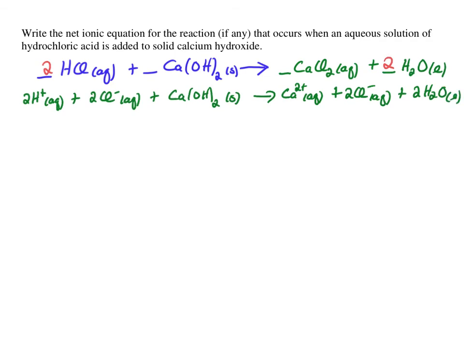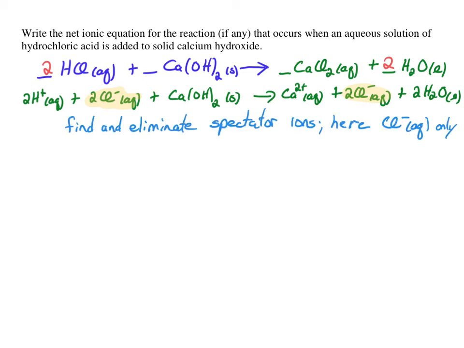Next, we want to identify the spectator ions, and we see the chloride ion here appears exactly the same on one side of the equation as the other, and therefore is a spectator ion. Chloride ions are our only spectator ions, so we rewrite everything just ignoring the spectator ions.